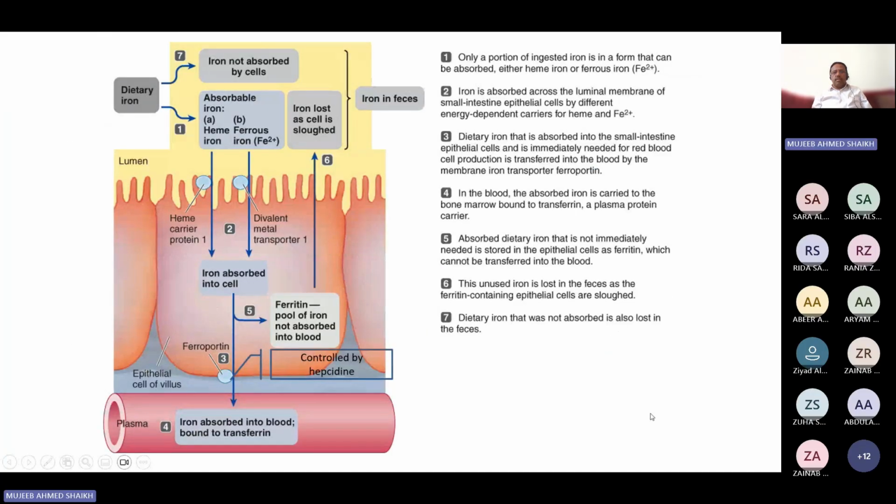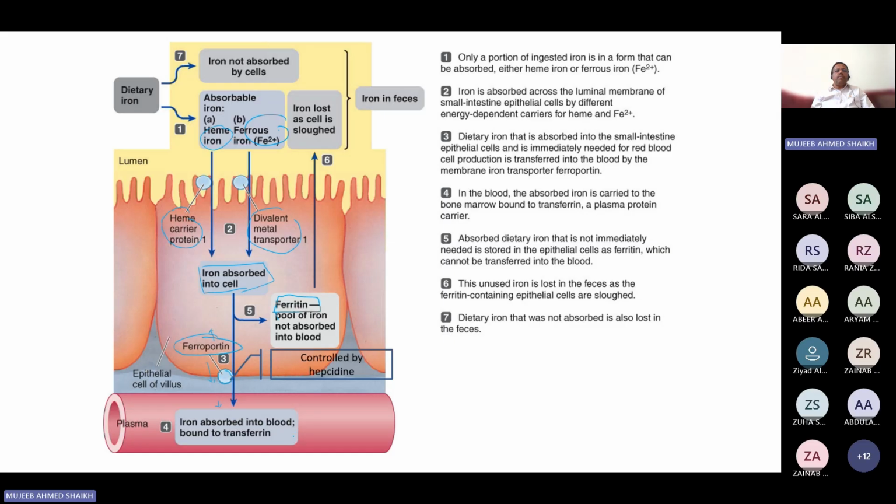So here is the picture of absorption of iron, how it occurs. Dietary iron may be present in absorbed and unabsorbed form. Heme iron or ferrous iron will be taken in with the heme carrier protein or divalent metal transporter. Different transporter proteins will bring them inside the cell. Once inside the cell, if it is stored, it will be converted into ferritin. If it has to be transported to the blood, it will leave the epithelial cell through a channel. We call it ferroportin, which is a channel. Through this channel, it will go into the interstitium and then join the blood.